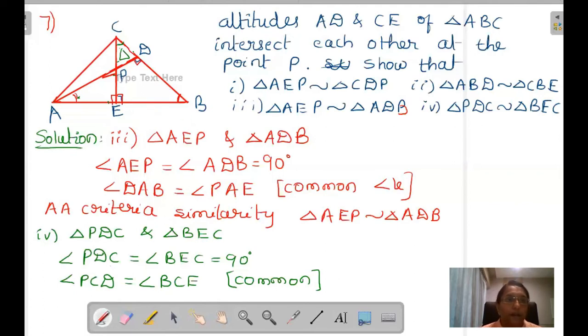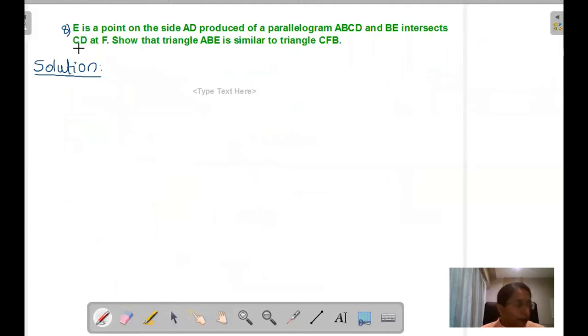Next example, example 8. This example is important. It was asked in 2008. Here, E is a point on the side AD produced of a parallelogram ABCD and BE intersects CD at F. Show that triangle ABE is similar to triangle CFB.